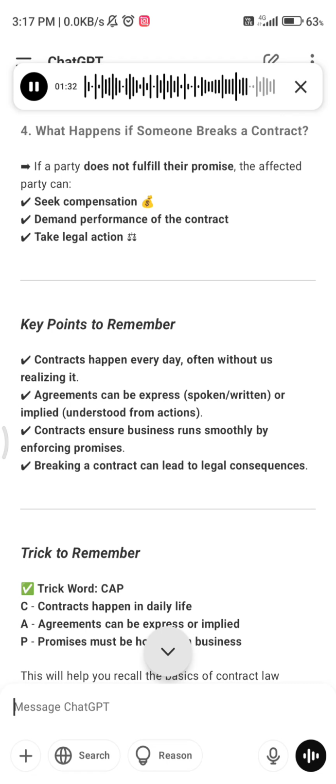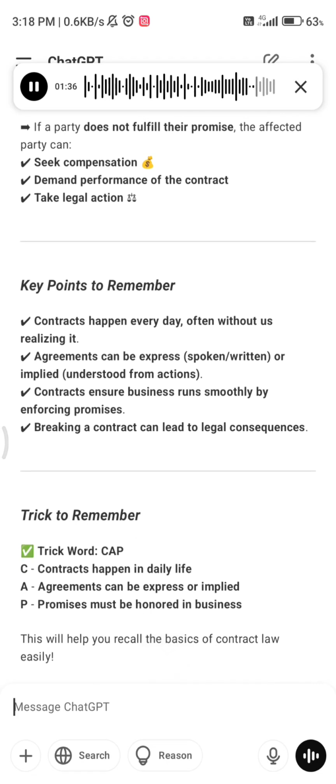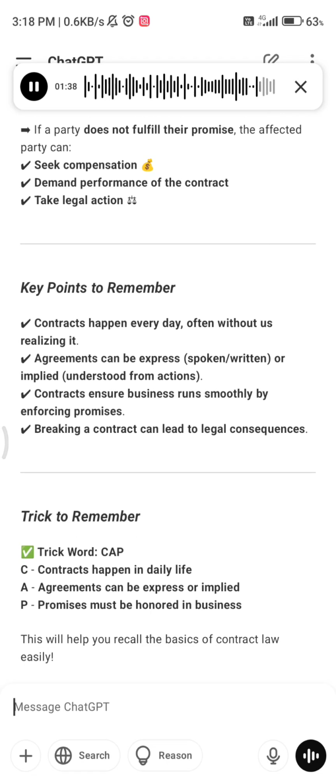consequences. Trick to remember. Trick word. Contracts happen in daily life. Agreements can be express or implied. Promises must be honored in business. This will help you recall the basics of contract law easily.